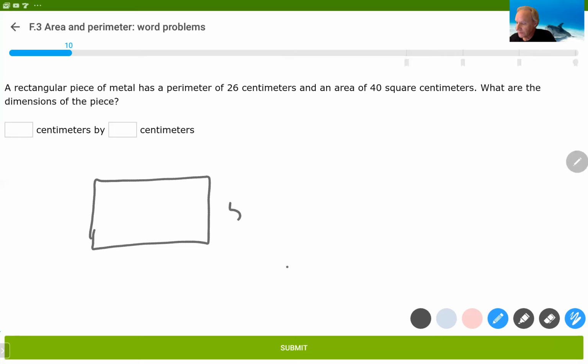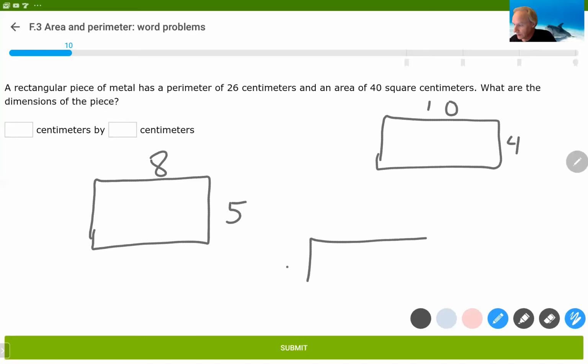I'm going to try 5 and 8 because that's the first thing that comes to mind. 5 times 8 is 40. I could also have tried 4 and 10 and 2 and 20. And there's other possibilities. But what we want is we want to have a sum all the way around of 26 centimeters with an area of 40. Now, the only ones we want to try are the ones that have an area of 40, like 1 by 40, 5 by 8, 4 by 10, and so on.